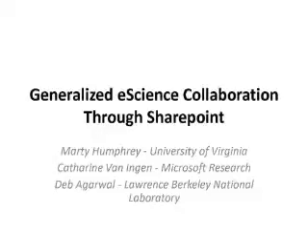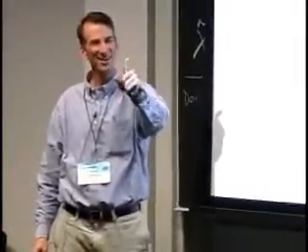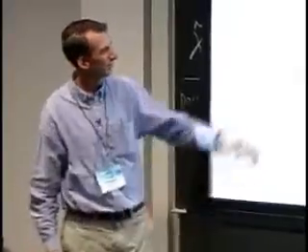Okay, so this is work joint with Catherine, who's actually, she looks like she's hiding back there. She is literally underneath the desk. That is Catherine, and Deb is sitting right next to her. So if you have, she's not quick enough to hide, I guess.